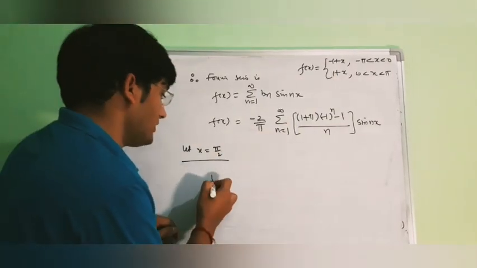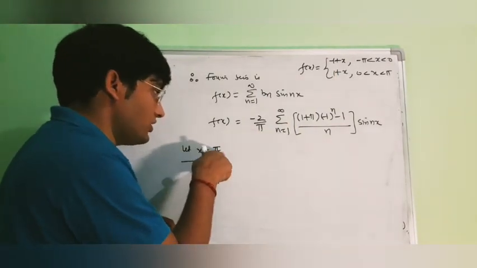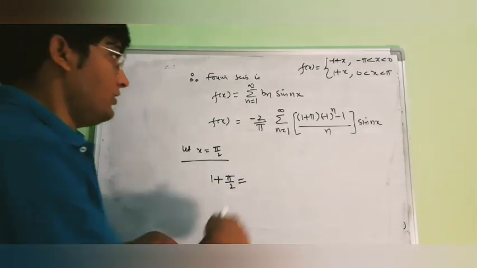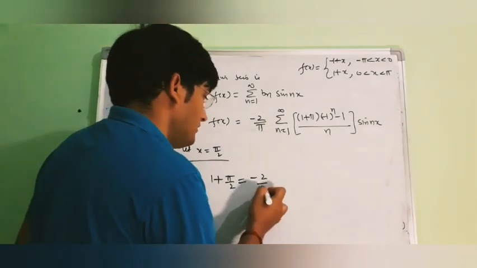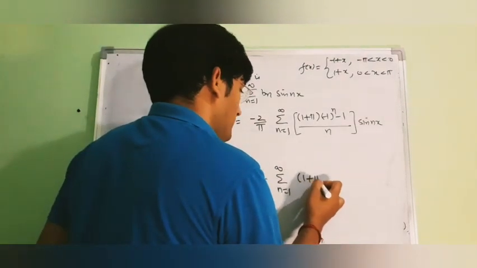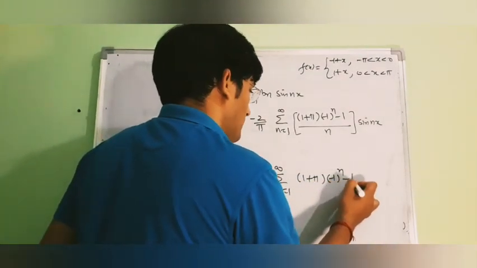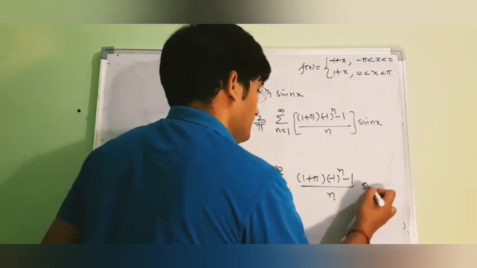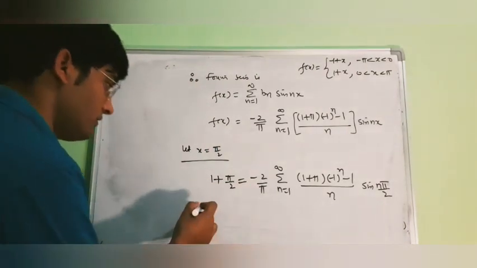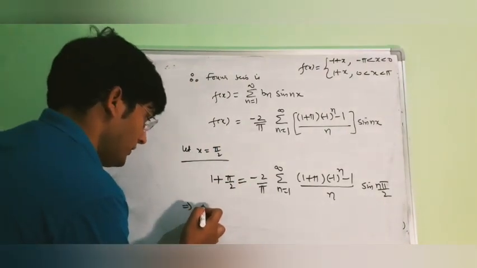So that means 1 plus x, and x is equal to pi by 2, so the left hand side will be 1 plus pi by 2. Now in the right hand side we will have summation n equal to 1 to infinity 1 plus pi minus 1 to the power n minus 1 upon n sine n pi by 2. Now let us open the summation.